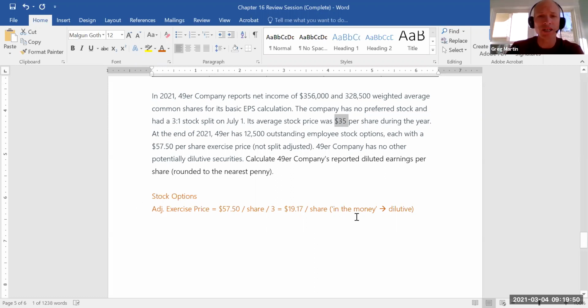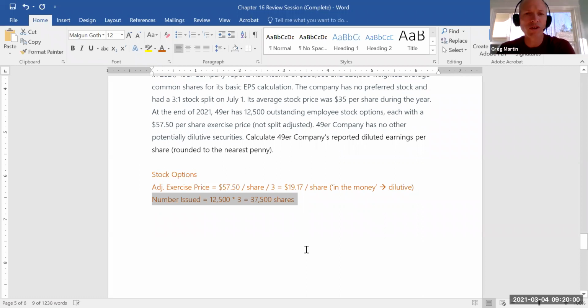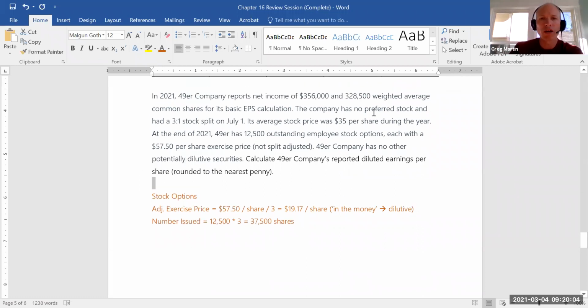Now, if it had been anti-dilutive, our diluted earnings per share would have just been our basic earnings per share. It would have been much easier. But since it is dilutive, we have a little more complication here. So the next step is to figure out the number of shares that were issued. Again, there are 12,500 stock options. That's not split adjusted. So the split-adjusted number of shares issued is 12,500 times 3, for a total of 37,500 shares.